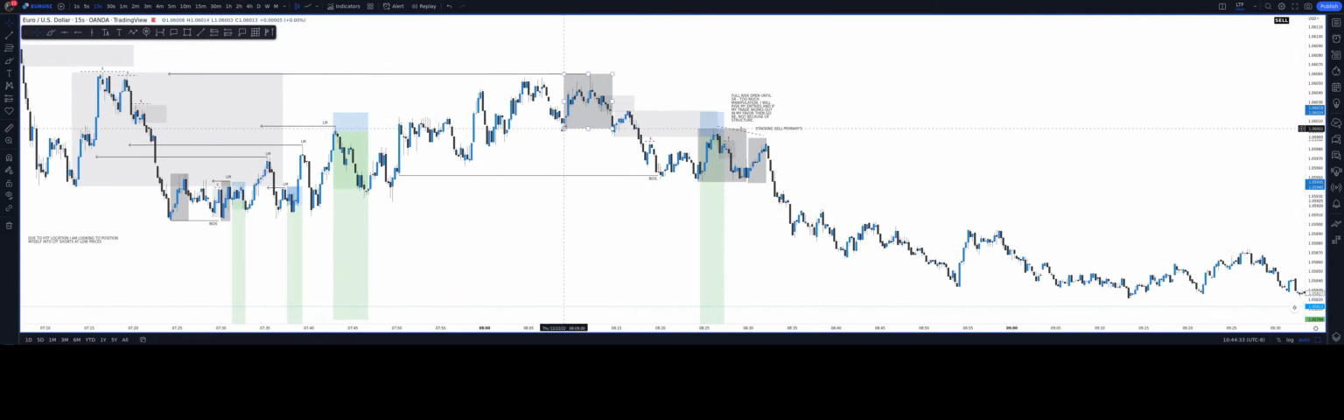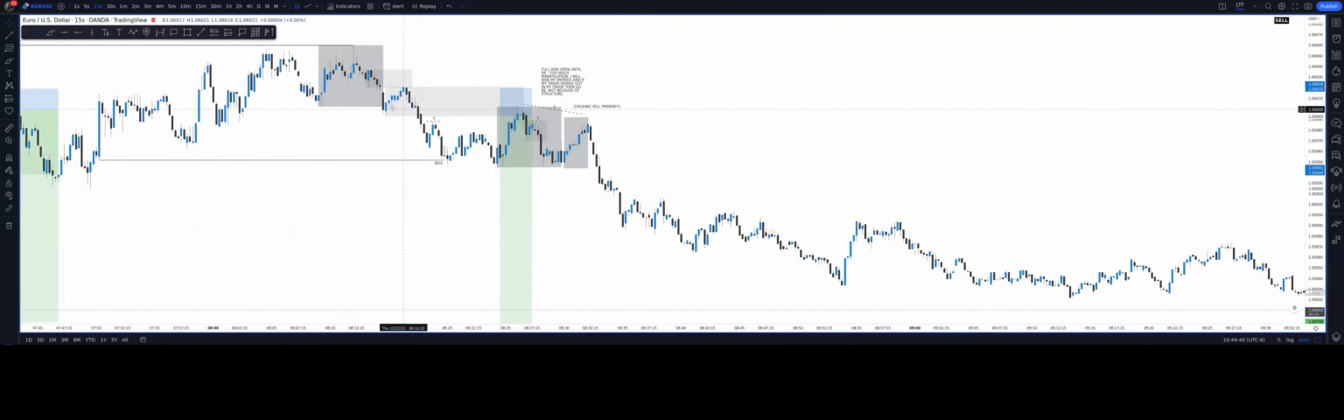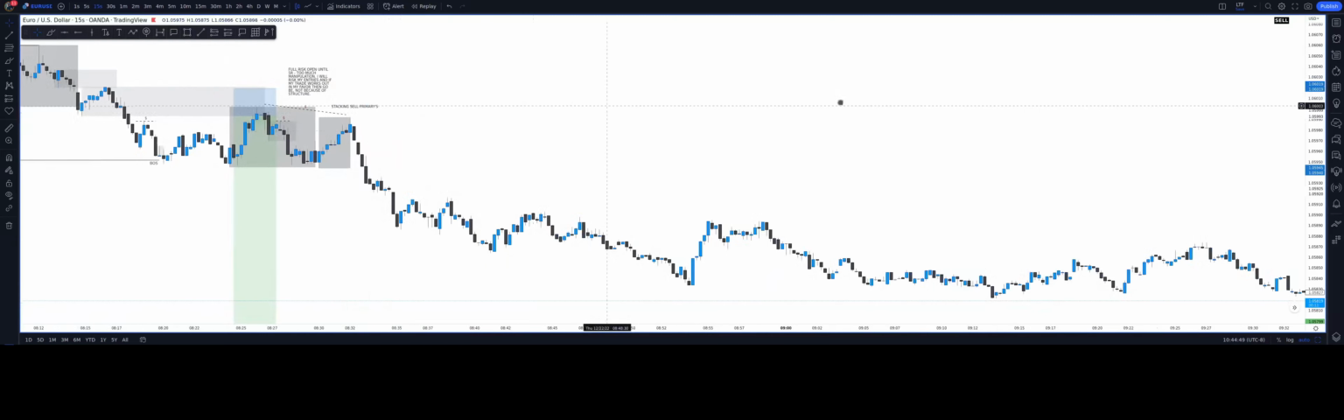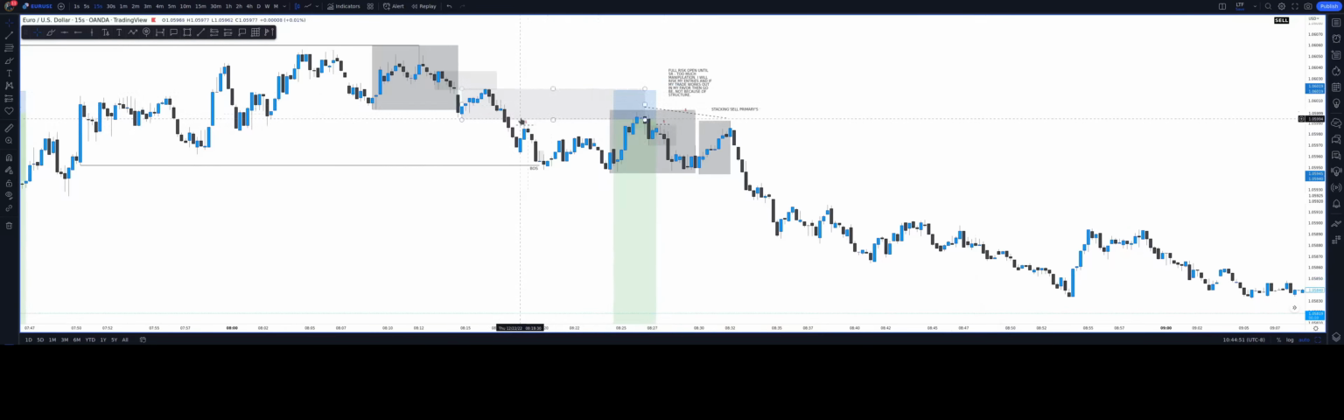So, sell primary forms. Look at this lovely range in the middle. Price comes up and taps it. I'm just like, this is gold. This is initiating away. And then I see this as being a connecting range that connects to this range here. So this is basically a continuation of this primary that's formed here.